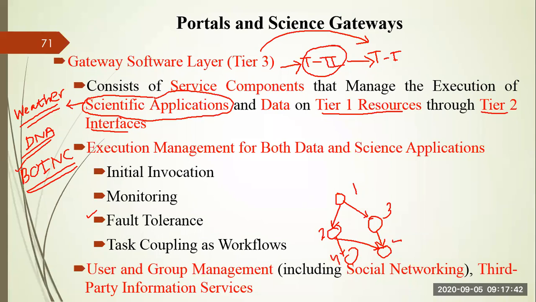So I am assigning task 1 to resource 1, right? Once it is completed, I am assigning task 3 to resource 1 and task 2 to another resource, let's say R2. Then once 2 and 3 are completed, I decide that 5 has to be completed in resource 1 and 4 has to be completed in resource 2. So that you have to decide. Each and every individual node can be considered a task, right?